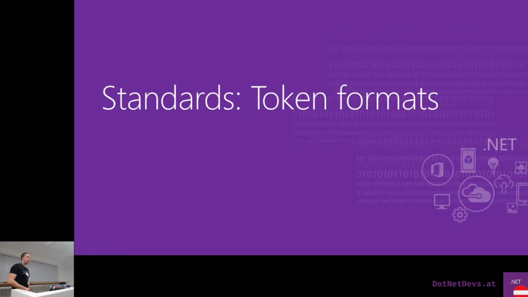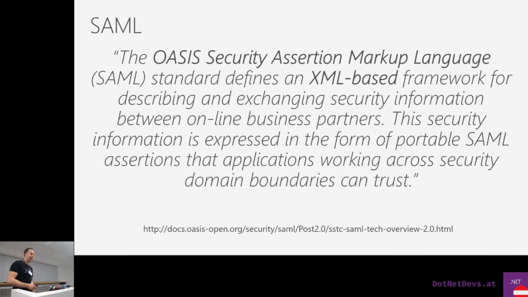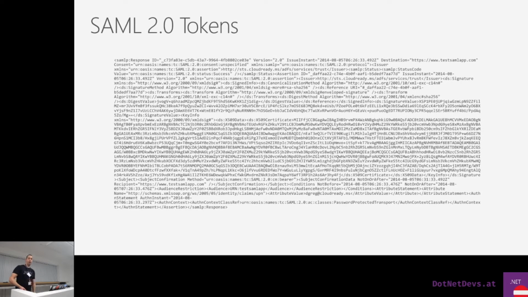So let's talk a bit about the standards involved. About these tokens, especially the self-contained tokens, there are a lot of formats. I'm just going to cover two of them, SAML and JWT. First of all, SAML, which is the OASIS Security Assertion Markup Language, blah, blah, blah, which is basically XML. And it's very verbose. And imagine sending that with every request.